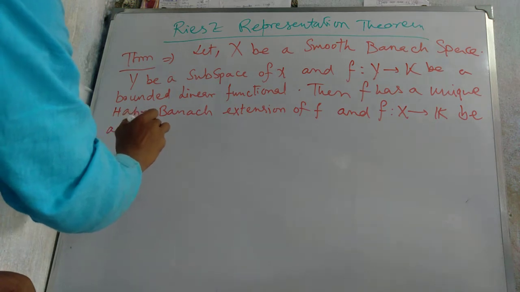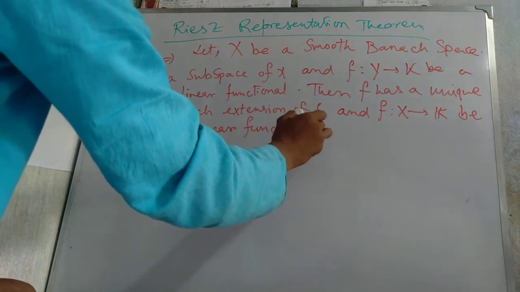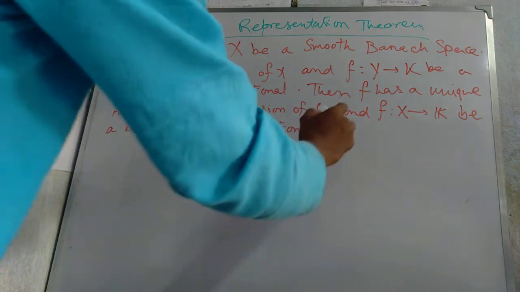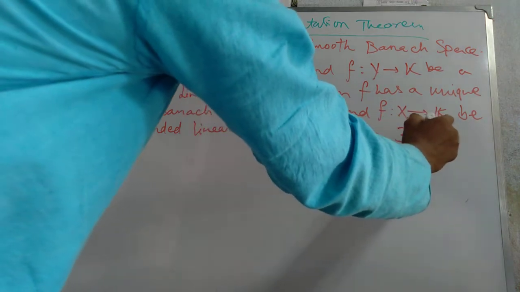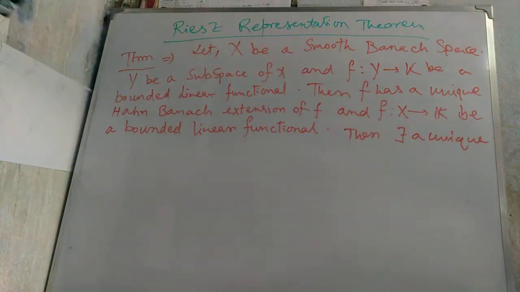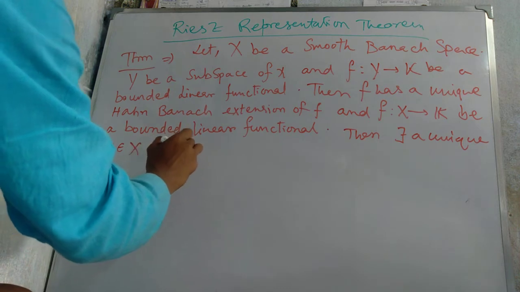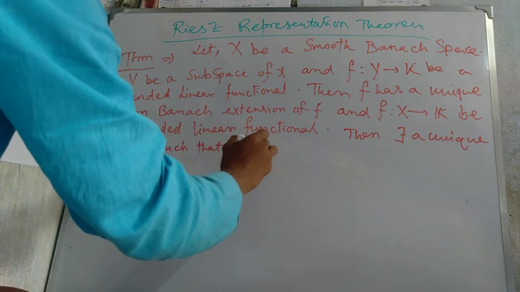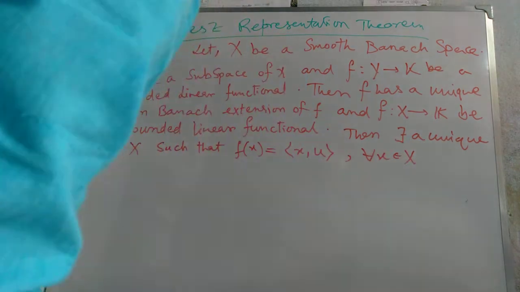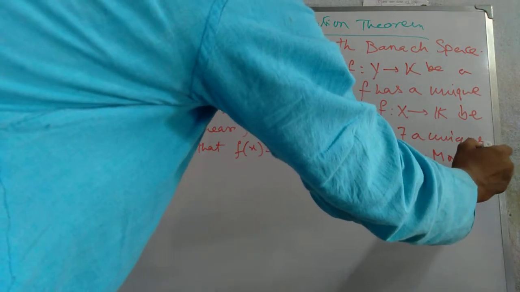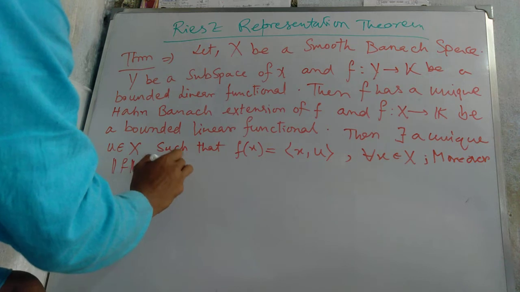And if f: X to K is a bounded linear functional, then there exists a unique u belonging to X such that f(x) equals the inner product of x and u for all x belonging to X. Moreover, the norm of f equals the norm of u.